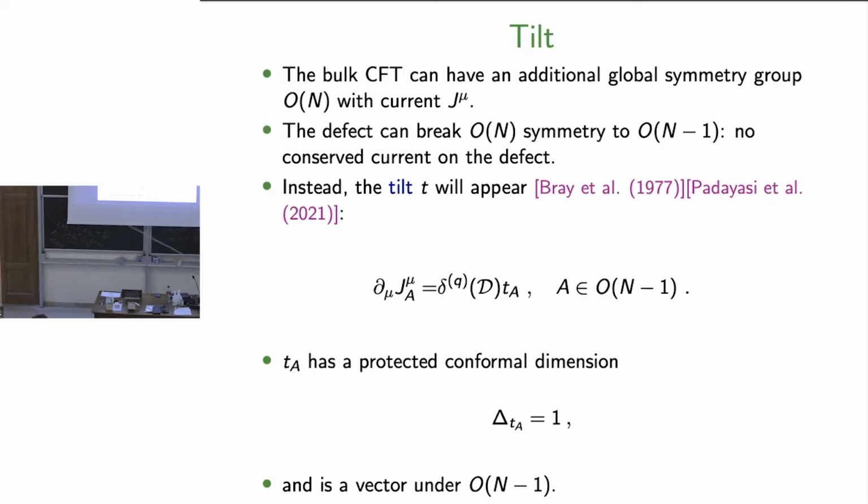Again, because it's related to the flavor current, it has a protected conformal dimension, which in this case is Delta equals 1. And for this particular symmetry breaking pattern that I'm considering, it is a vector under the remnant O(N-1) symmetry. And again, the displacement is quite general, quite canonical. It will always be there. This one needs a flavor symmetry, but flavor symmetries are also quite a generic phenomenon. So the tilt is not as universal as the displacement operator, but it's still an operator that you expect to see a lot of the time.